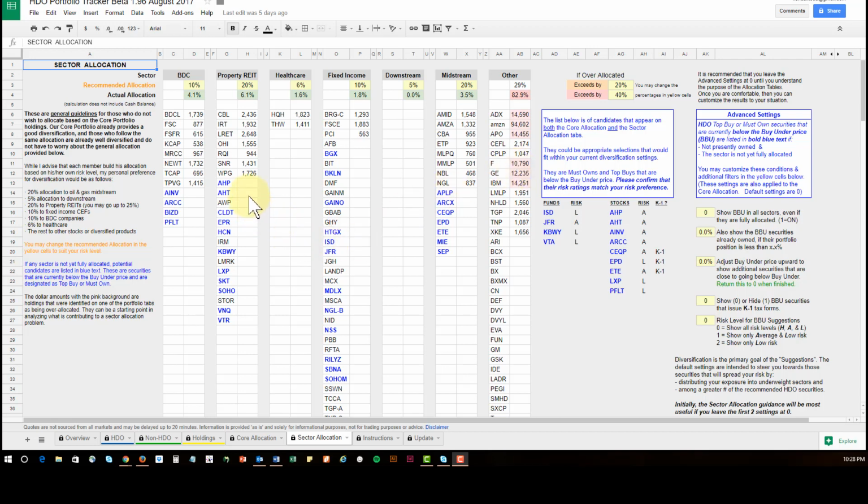Any sector that is under-allocated will identify potential candidates that are currently below the buy under price and designated as a must-own or top buy. Additionally, these candidates are compared against suggestions from the Core Allocation tab to give you a short list of securities that would be appropriate to meet the diversification goals of both core and sector allocations.